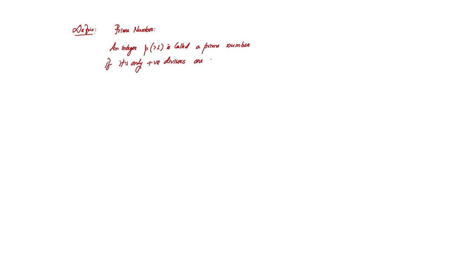So first we will define the definition of prime number. What is the definition? An integer p, this is greater than 1, is called a prime number if its only positive divisors are 1 and p.